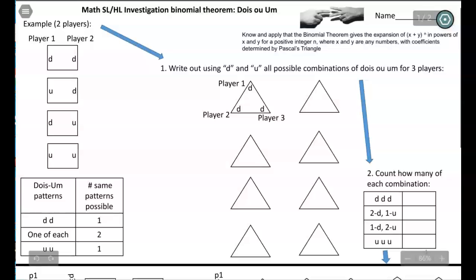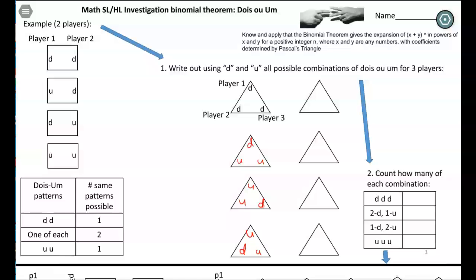Now let's look at the three-player scenario. In the three-player scenario, we use a triangle to represent three players playing with each other, and we write the dois or um in the corner of each triangle. One of the ways it might play out is dois, dois, dois, so we wrote dois in each corner. Another way it may play out is dois in the top player, and then maybe the second player, I guess this is player 3 actually, gets dois and the other two are um, or maybe this player gets dois and the other two are um, right? These are all three different scenarios.